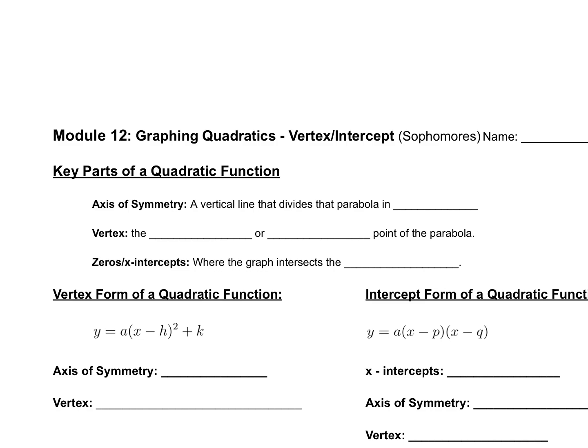In this module, we are going to be graphing quadratics in vertex and intercept form. So recall the axis of symmetry is the vertical line that divides your parabola in half. Your vertex is either the highest or lowest point. And your x-intercepts, or your zeros, are where your graph intersects the x-axis.